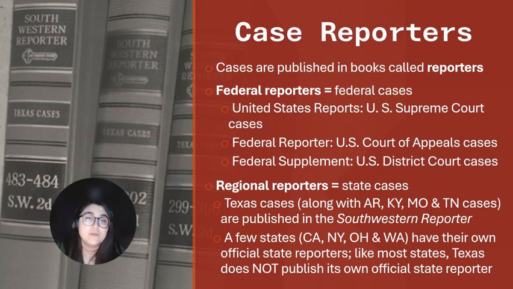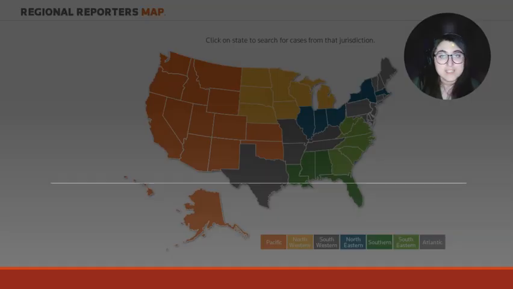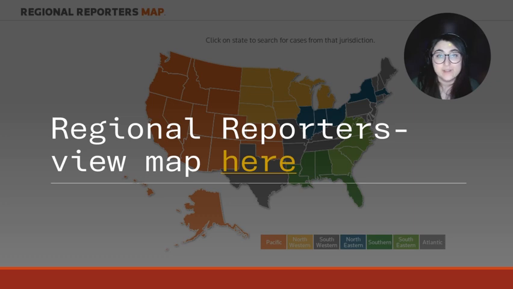And then the regional reporters house many states' cases. So like Texas's cases are housed in the Southwestern Reporter. Now, some states like California and New York have their own official state reporters, but like most other states, Texas doesn't do this. We just publish our stuff in the regional reporter along with all the Arkansas, Kentucky, Tennessee, and I think Missouri cases. So let's take a look really quick at the map.